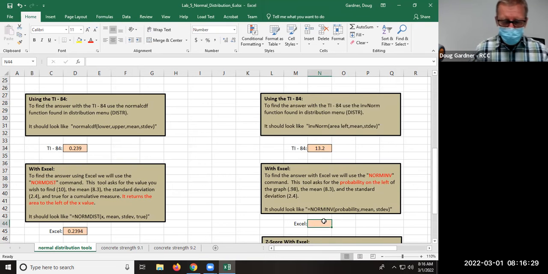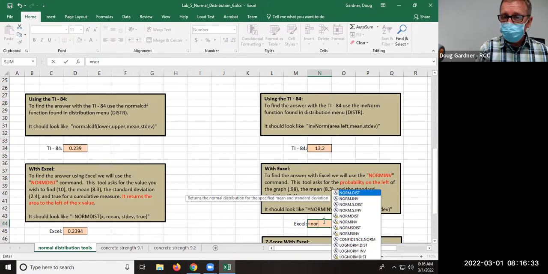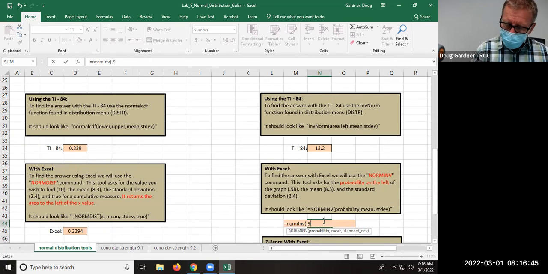So I say, fine, equals norm. And notice there's also norm dot inverse. My guess is, as we discovered a second ago, if I type norm inverse or norm dot inverse, they'll probably both work. So area to the left, 0.98.